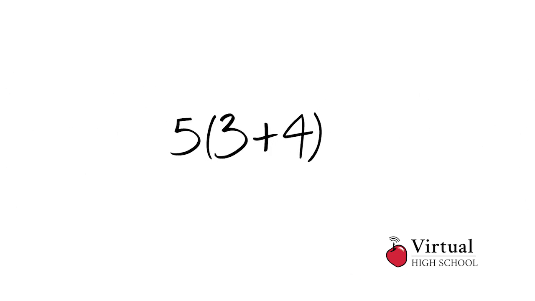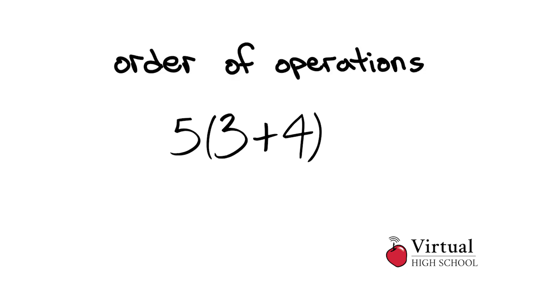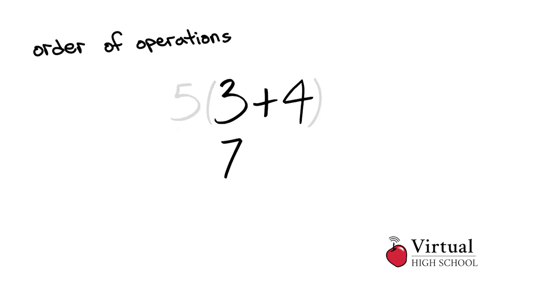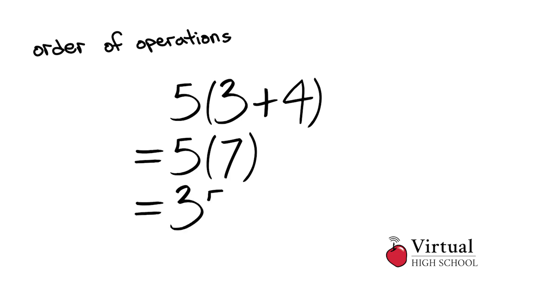Given this question, one method we could use to solve is to apply our knowledge of order of operations. To start, simplify within the brackets. 3 plus 4 is 7. Now perform the multiplication. 5 multiplied by 7 is 35.